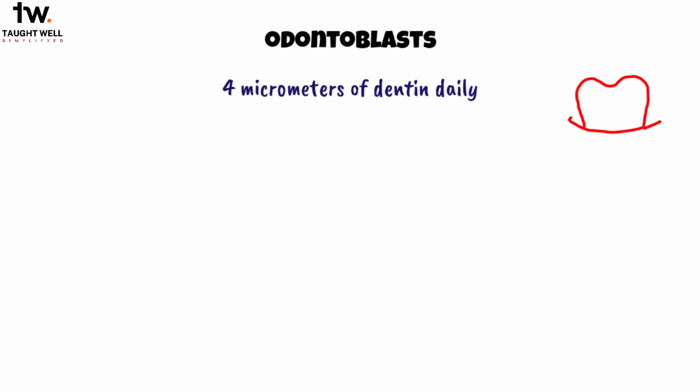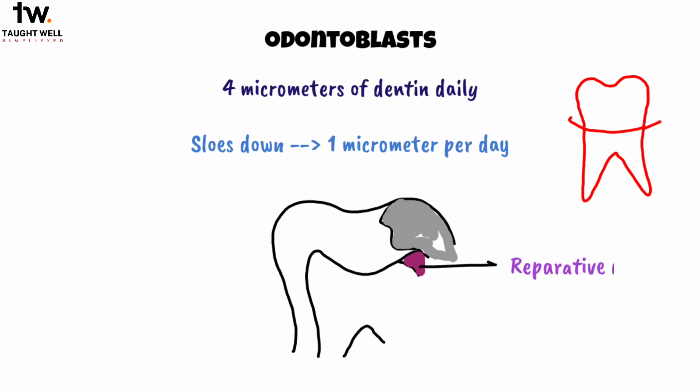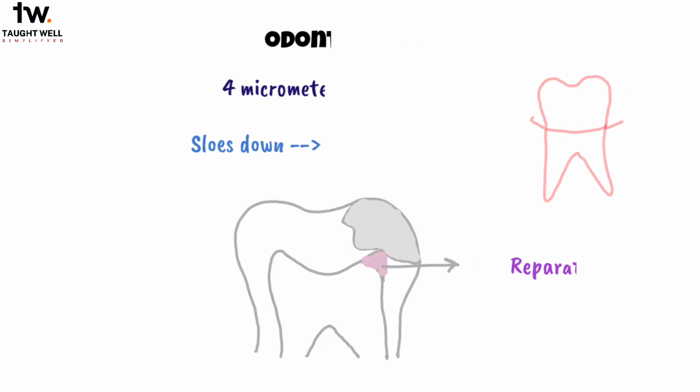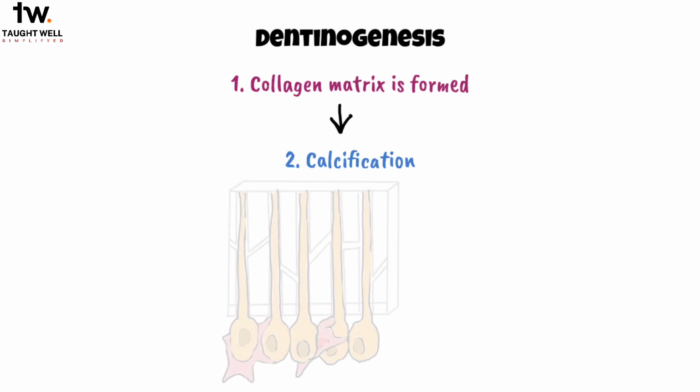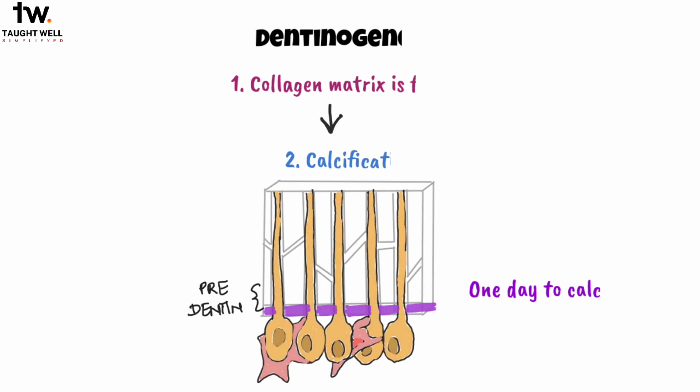Initially, odontoblasts produce about 4 micrometers of dentin daily, which continues until the crown forms and the teeth erupt. After that, the production slows to about 1 micrometer per day. Once root development is complete, dentin formation decreases, although reparative dentin can form quickly after a tooth is restored. Dentinogenesis is a two-phase process. First, a collagen matrix is formed, and then it's calcified. Each layer of predentin takes a day to calcify before the next layer forms.